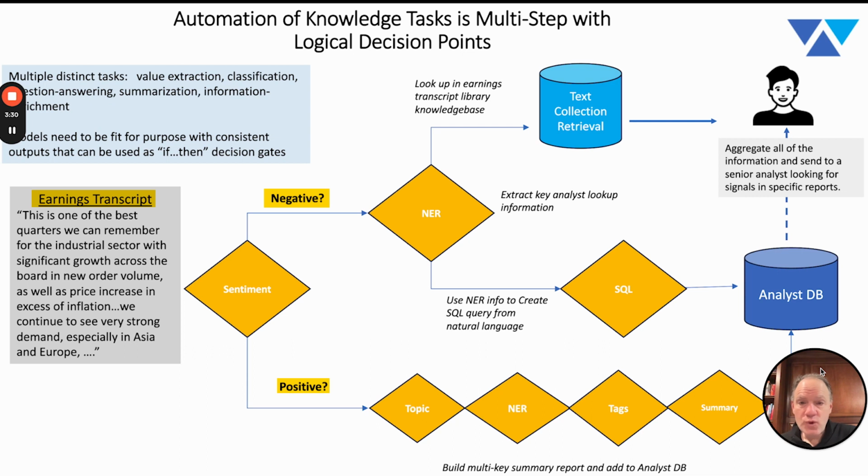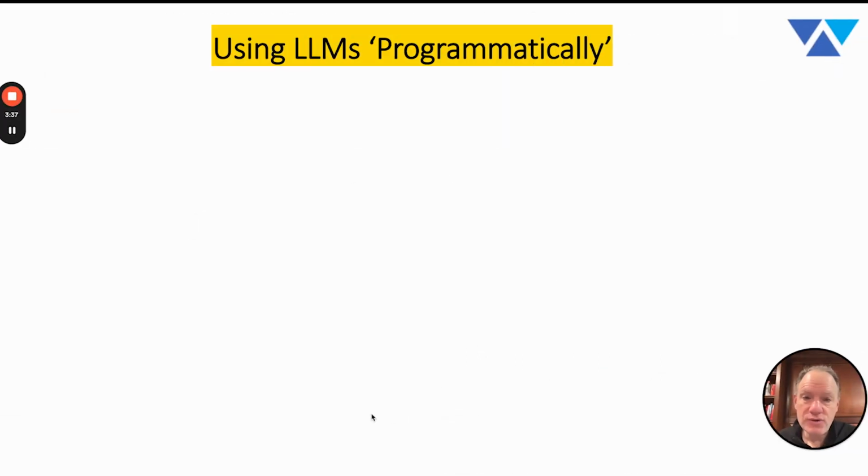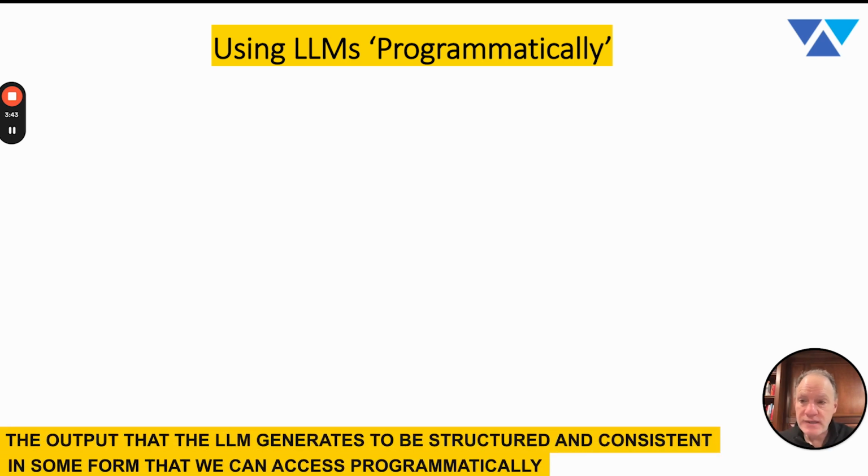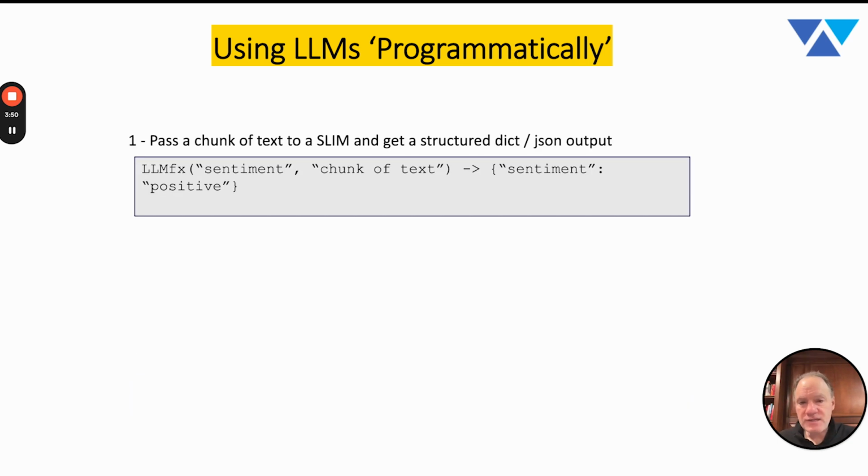So in effect, what we're looking for is how do we use LLMs programmatically? And to use an LLM programmatically, we need the output that the LLM generates to be structured and consistent in some form that we can access programmatically. As an example, we want to be able to pass a piece of text into some sort of model and then get a structured output. In this case of sentiment: tell me the sentiment of this chunk of text. As an output, give me a dictionary with a sentiment key and the value of that sentiment.